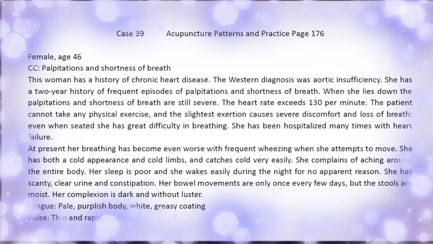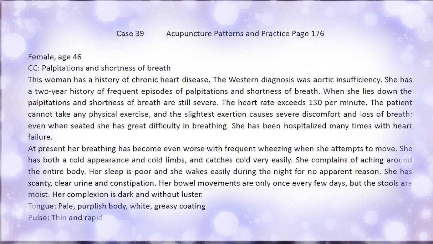Heart 7, Lung 5, Ren 17, Stomach 36 with moxa, that's good. Heart 5, Heart 7, Pericardium 6. Yeah, your points are good.